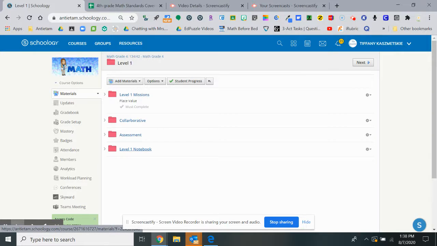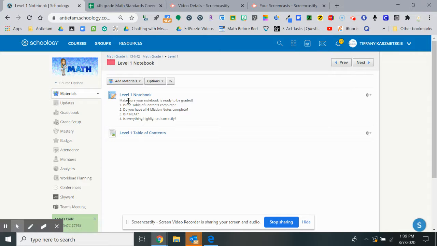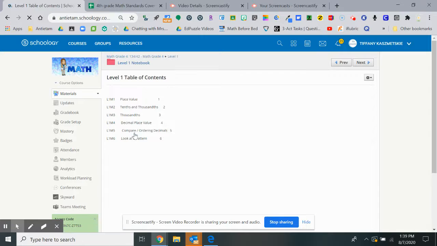The last thing I used to do is they would keep a notebook. So this is the rubric for the notebook, what I expected of them, and then this was their table of contents where they could see what the level and the mission was and the page in their notebook that it went along with.